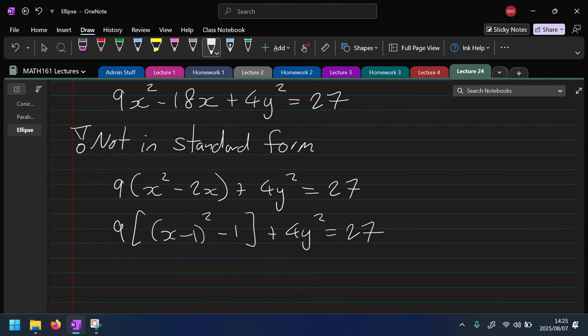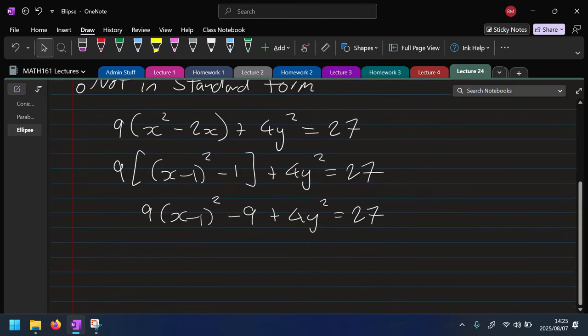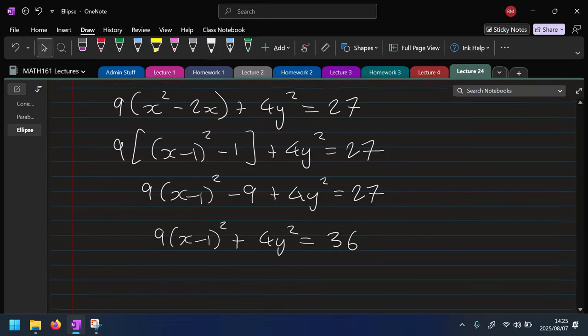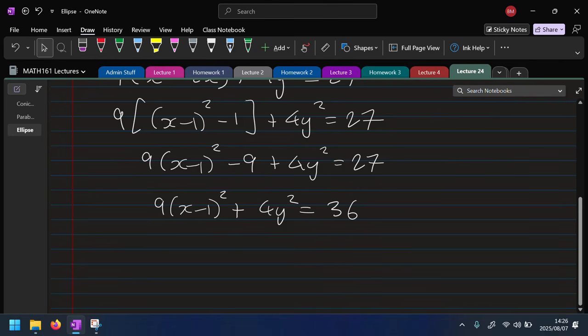Right, so we just have a single x that we want there. So that's going to be 9(x minus 1) squared minus the 9 from distributing there, plus 4y squared is 27. We can take the 9 over to the other side. So we get 9(x minus 1) squared plus 4y squared is, take the 9 over, it'll be 36. Now still not in standard form because that right-hand side there is not 1.